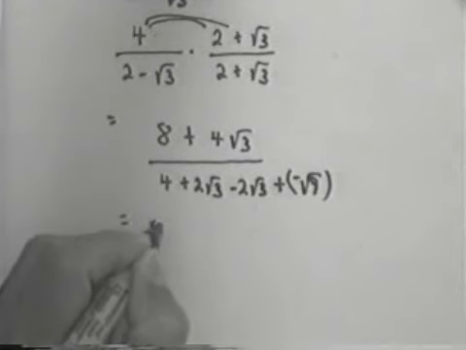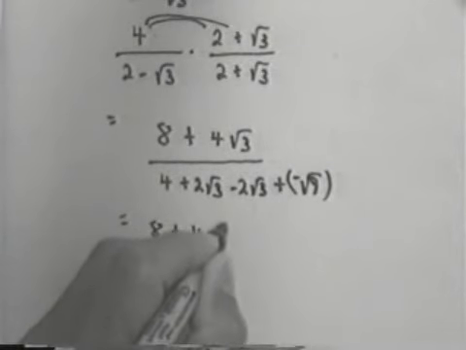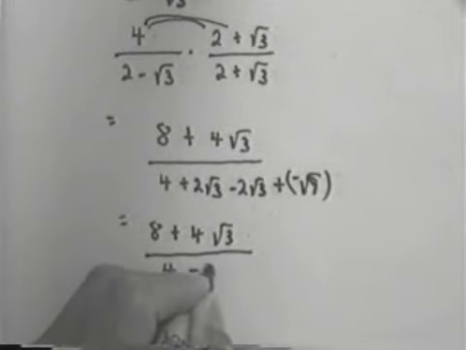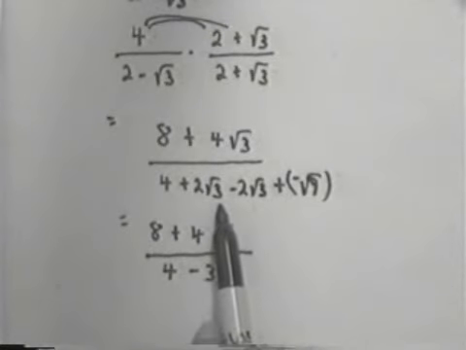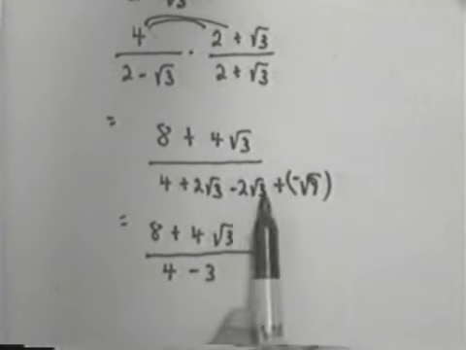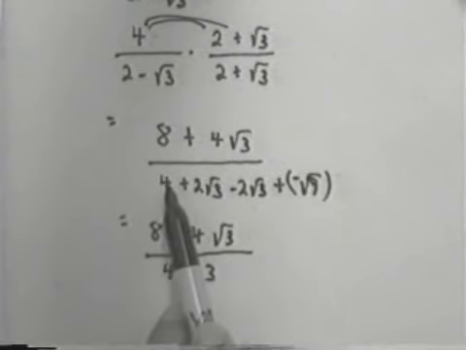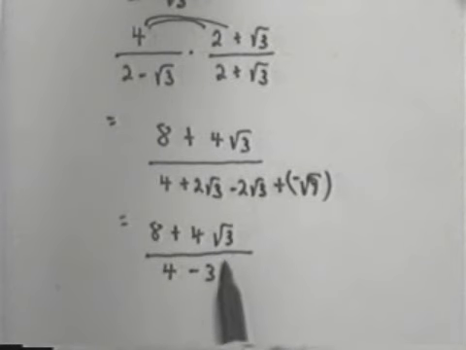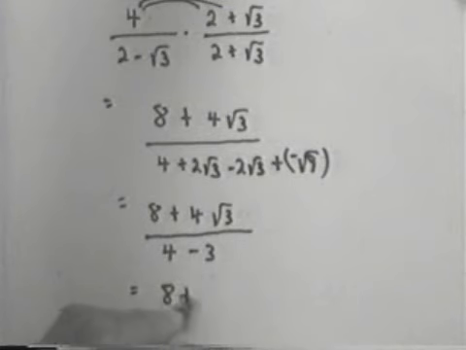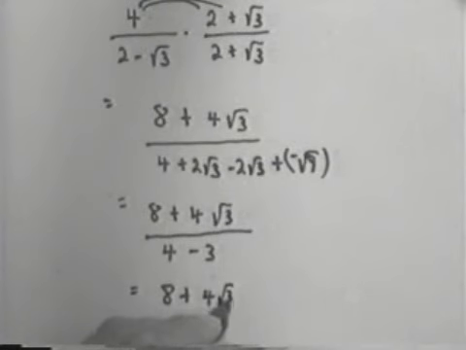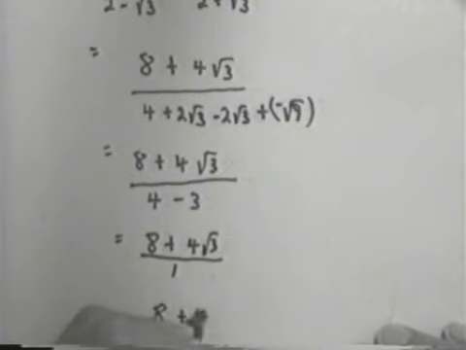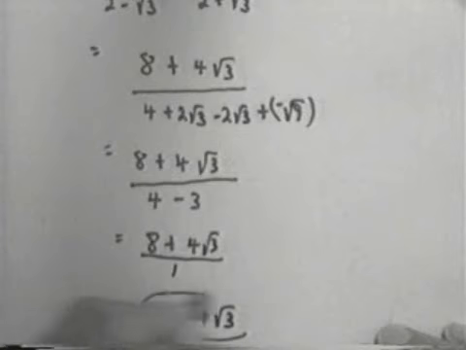So I'm left with 8 plus 4 times the square root of 3 over 4 minus 3. 2 times the square root of 3 minus 2 times the square root of 3 gives 0. I can combine them because the radicals are alike. And then I'll have 4 minus the square root of 9. The square root of 9 is 3. So I have 4 minus 3. My answer is going to be 8 plus 4 times the square root of 3 over 1, or just 8 plus 4 times the square root of 3.